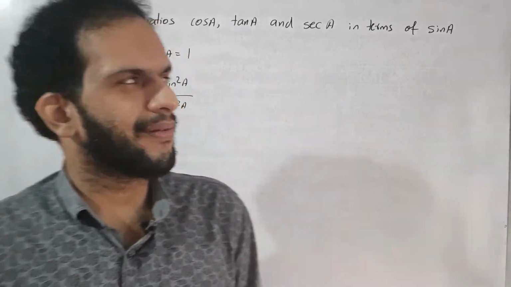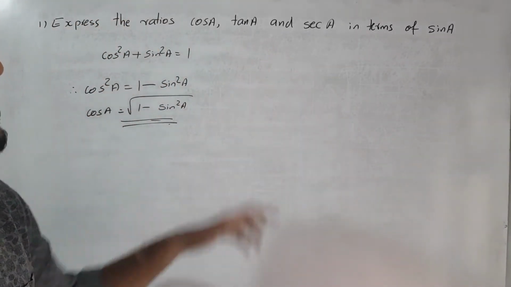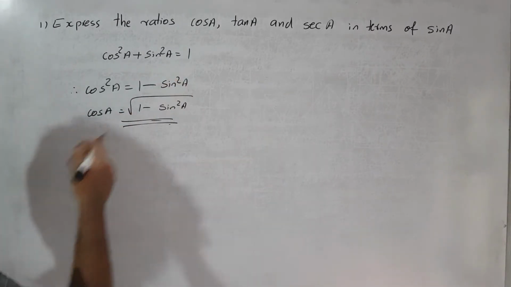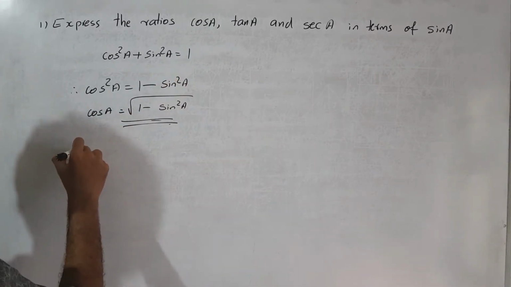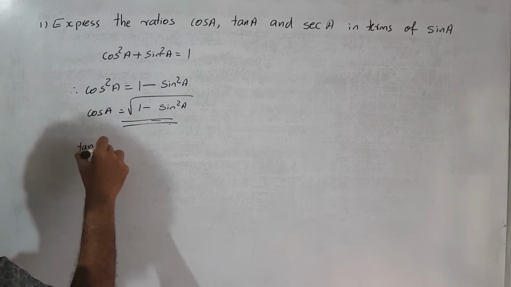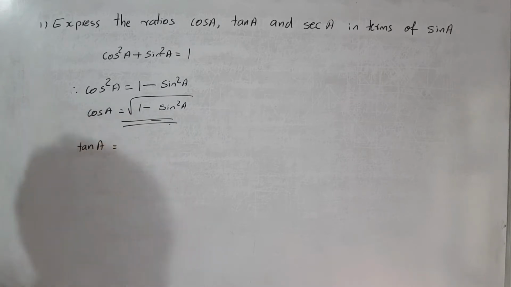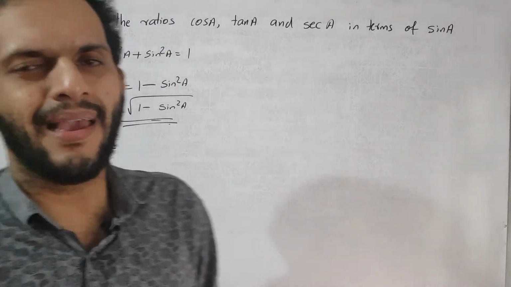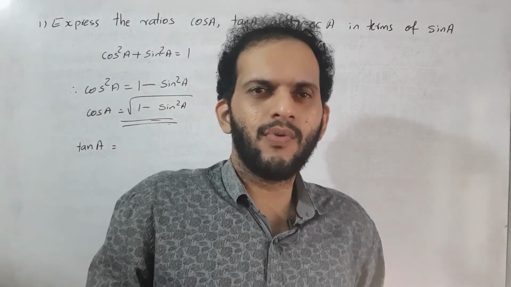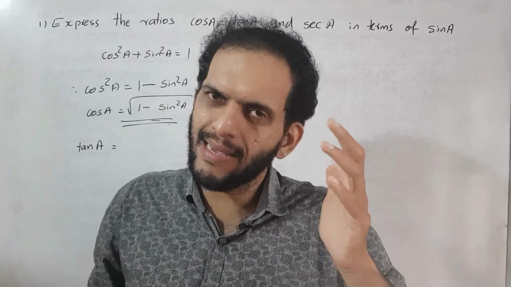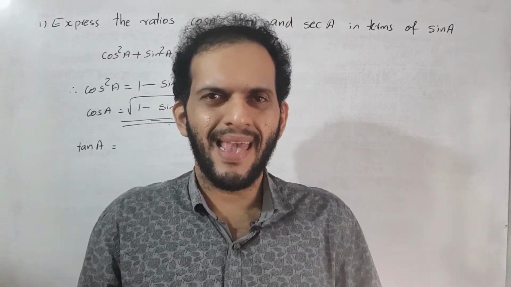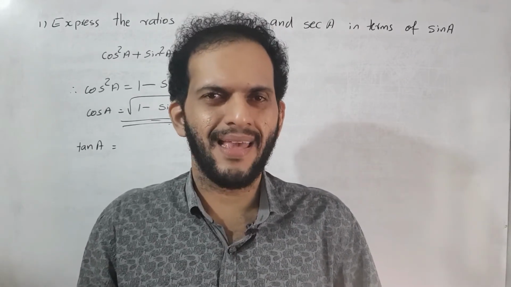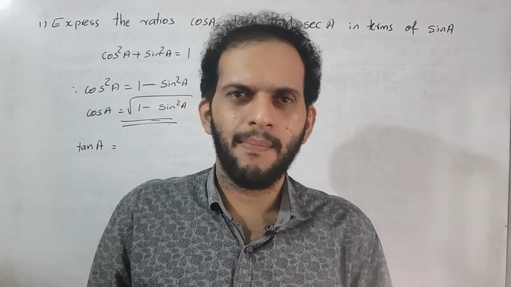Okay, so what is next? Next we want to write tan A in terms of sine A. Then what is tan A? First we think about how it is possible to relate sine and tan. Then we get the idea: tan A is equal to sine A by cos A.